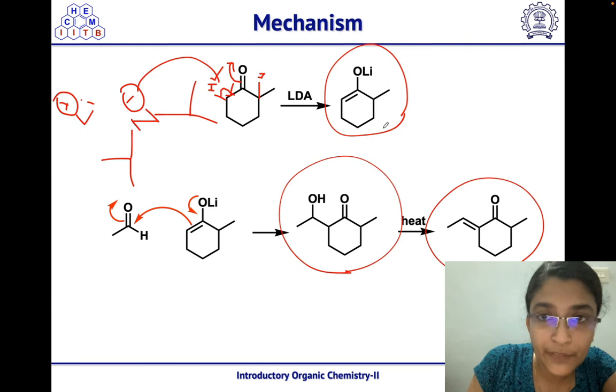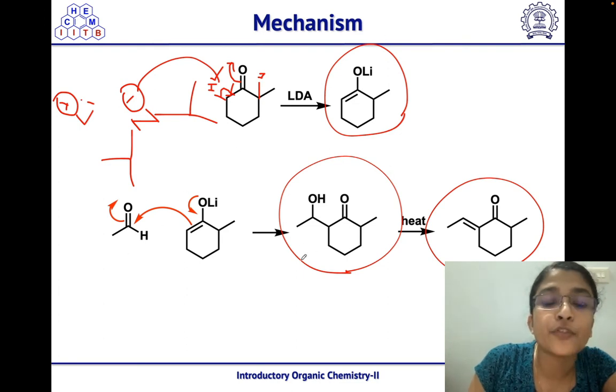First lithium enolate will generate, then it will add on to this aldehyde. It will lead to formation of this aldol product, and upon heating, again it will form enolate and it will fall back, and this hydroxyl group will be removed once a double bond is formed here. Clear?